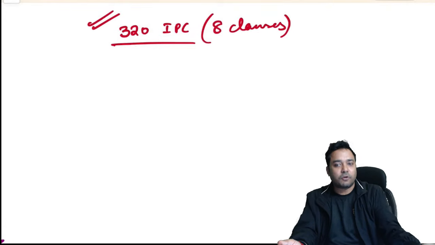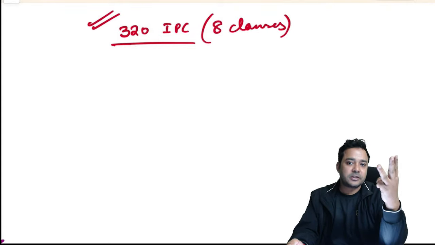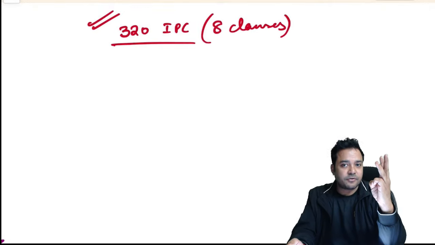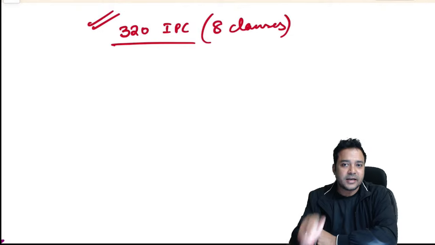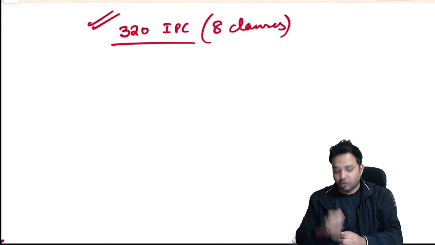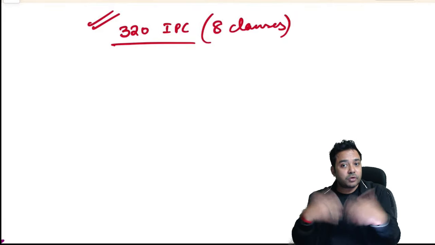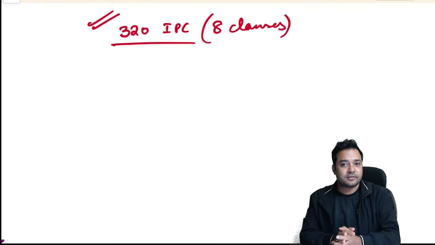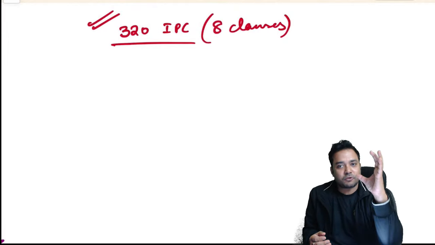And clause 8 is the longest clause, which has 3 parts. What are the 3 parts? Any hurt which endangers life, or which causes either of two things for 20 days. Which two things? Either the person is in severe bodily pain for a period of 20 days, or he is unable to follow his routine pursuits for a period of 20 days. Done. One, your professor's question is secured.